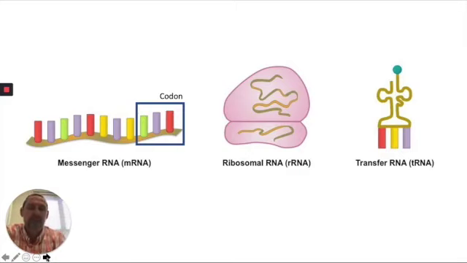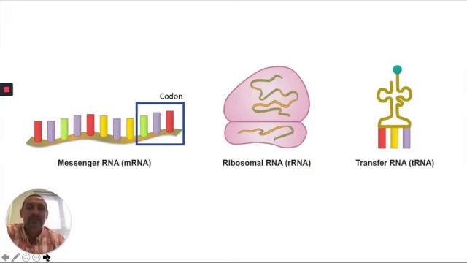When you look at messenger RNA, it's read three nitrogen bases at a time. That's called the codon. So think of it like the code. So code, codon, three nitrogen bases at a time. So for example, if that codon is AAA, the messenger RNA attaches to the ribosomal RNA, and the ribosomal RNA is going to start to collect transfer RNAs until it finds one that fits the AAA codon.